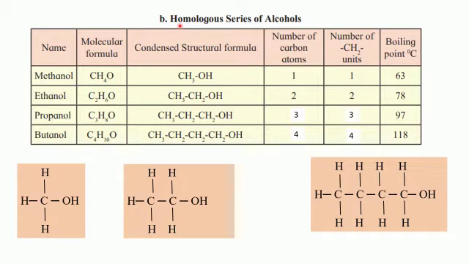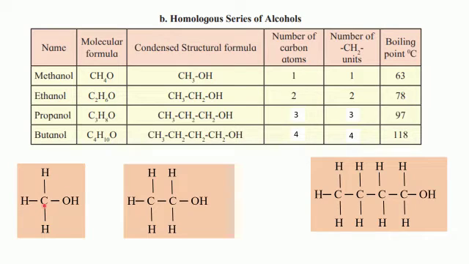The second example is of the homologous series of alcohols. The names have been given here: methanol, ethanol, propanol and butanol. You must have noticed that the letter E from each of these alkanes has been replaced by OL. Molecular formulas have been given here. Condensed structural formula is given, CH3OH.